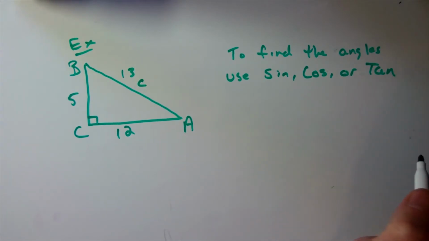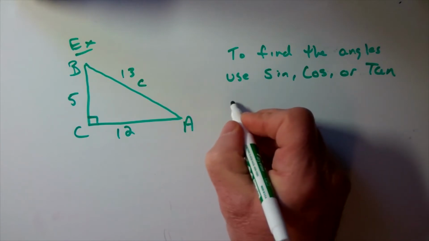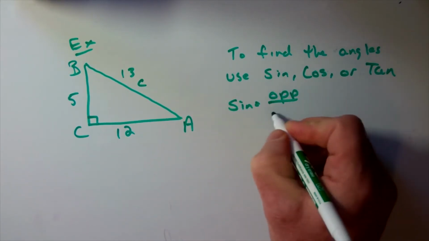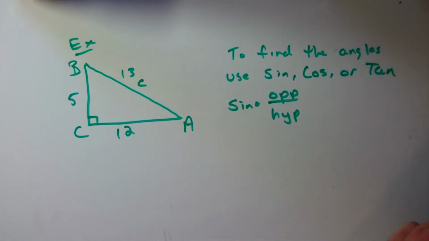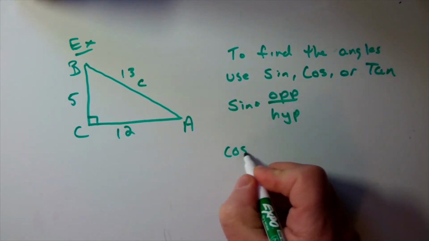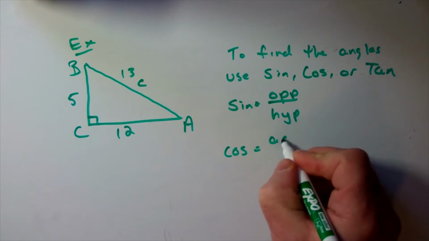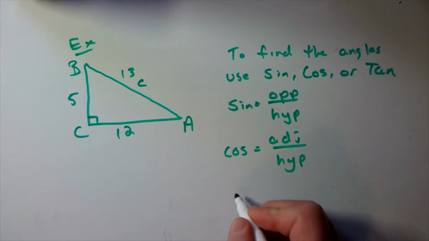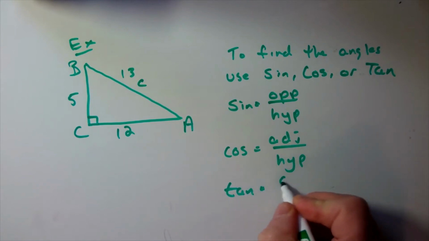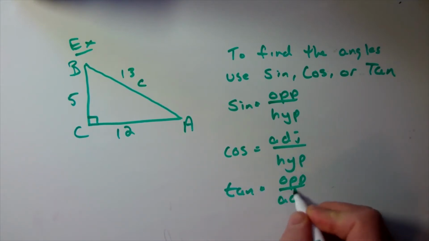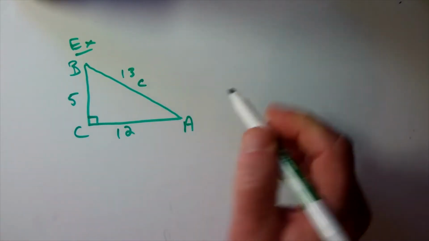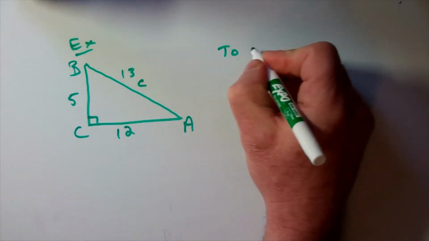Now remember, sine equals the opposite over the hypotenuse. The cosine equals the adjacent side over the hypotenuse. And the tangent equals the opposite side over the adjacent side. Now, once you decide which angle you're going to look for, you'll proceed from there.